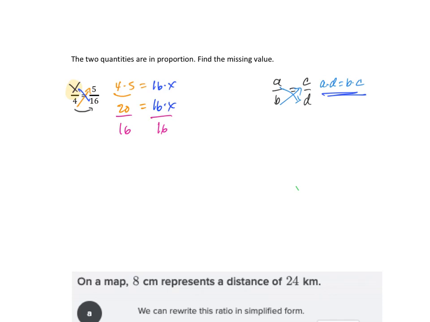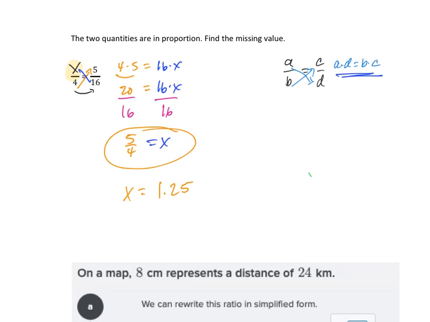Now, this isn't an easy one necessarily, but what we wind up with is x equals 20/16, which reduces to 5/4. So that's got to be, so 5/4 equals x, right? So x equals 1.25. Again, we just use the cross products because that was the simplest way to do it. There's 2 other ways to solve it, but that was the simplest.